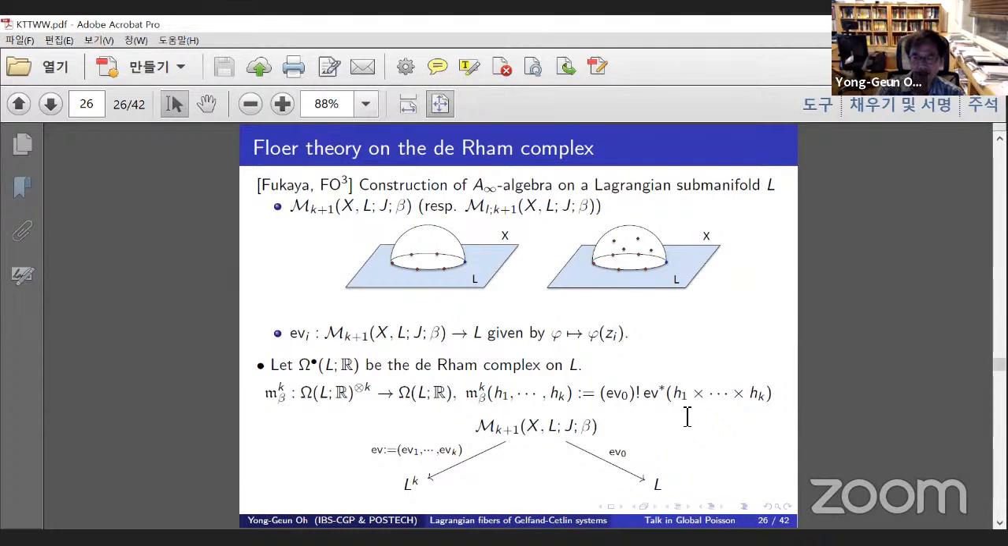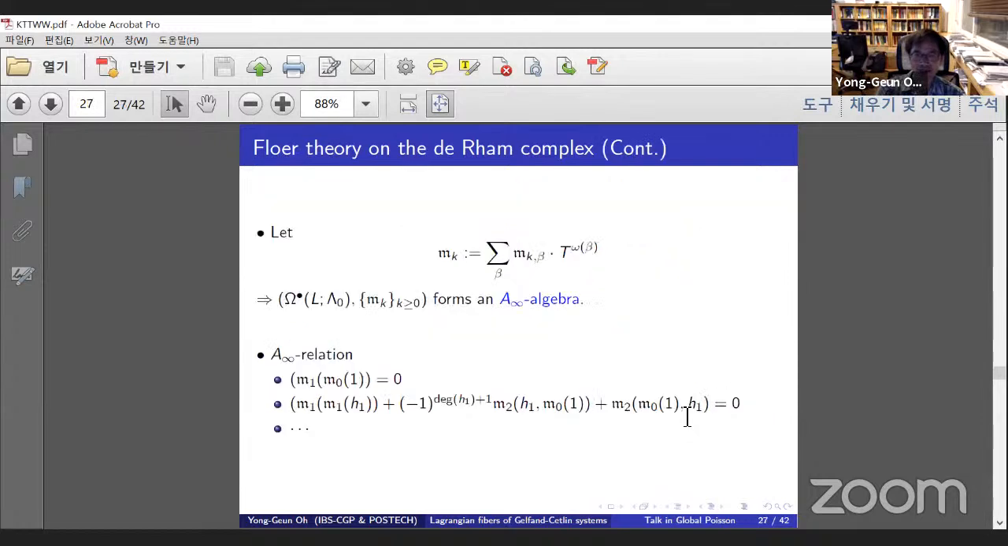Now you collect them over all these homotopy classes and multiply by this formal power T to the omega beta. That provides this MK map. So MK is a formal power series operator written in this way. The exponent of the formal power parameter is just the symplectic area of the disk.